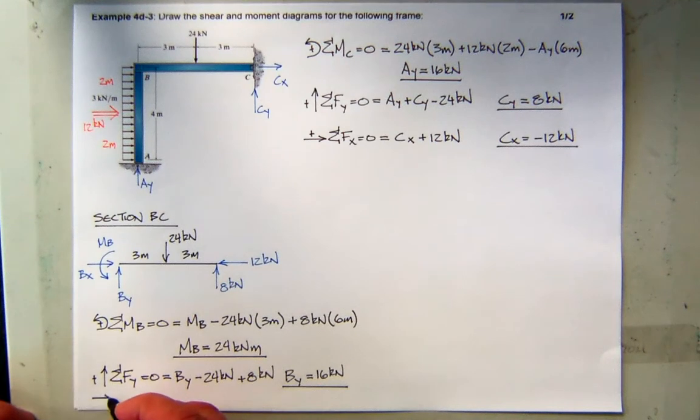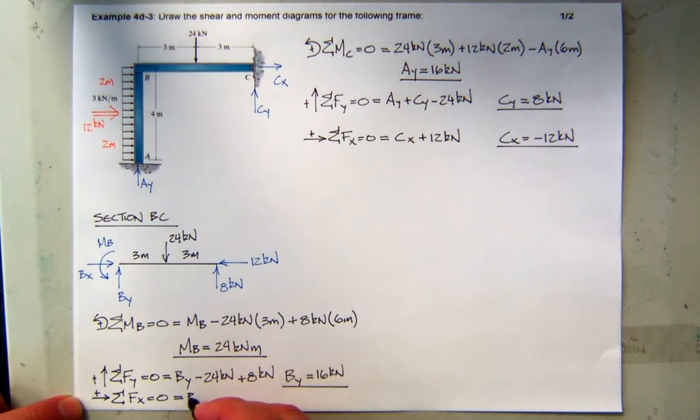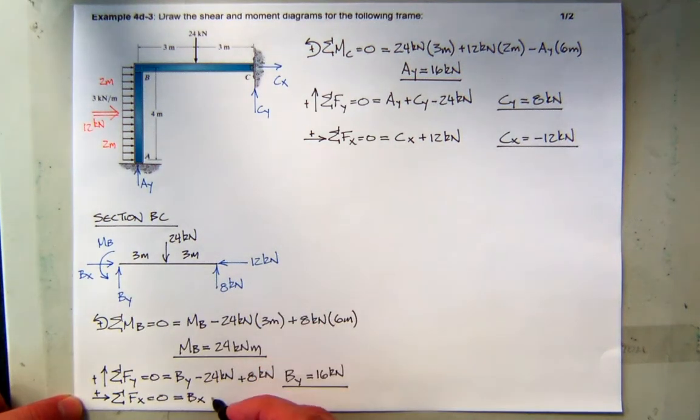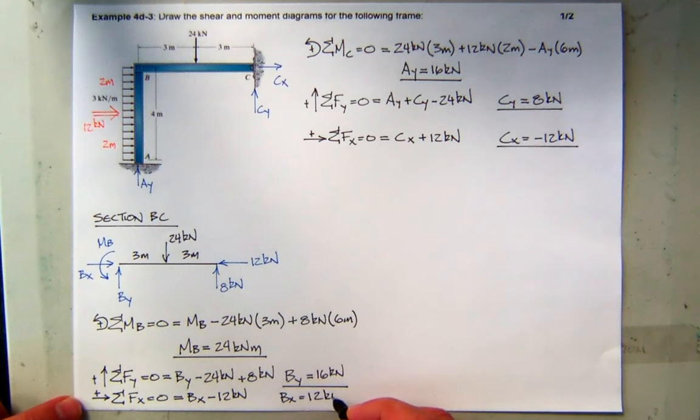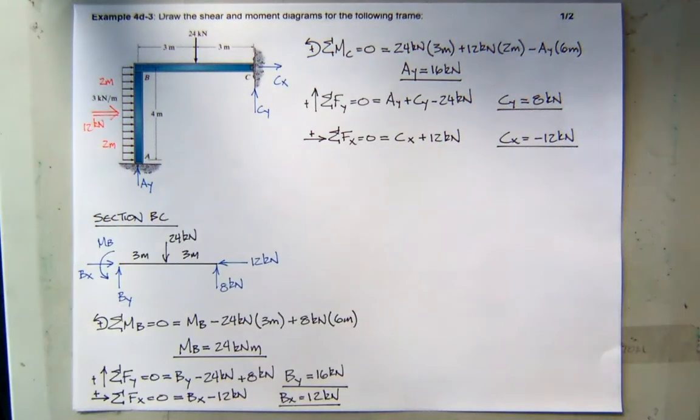I'll write smaller. So we will now sum forces in the x direction and set that equal to 0. So I've got Bx, which is to the right, so that's positive. And the 12 kilonewtons, which is to the left, which is negative. So it looks like Bx is equal to 12 kilonewtons. Sweet.